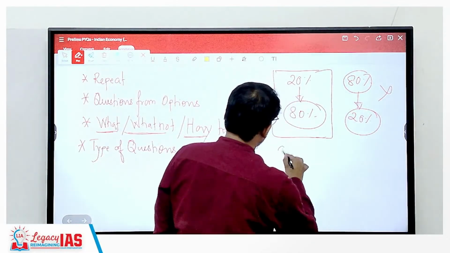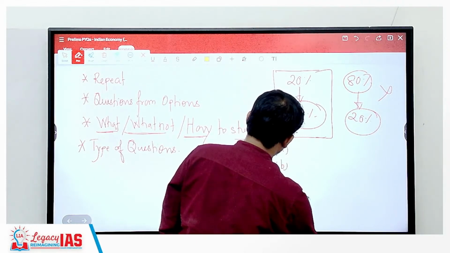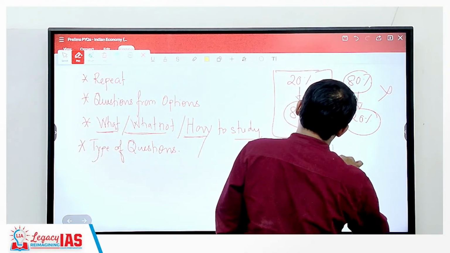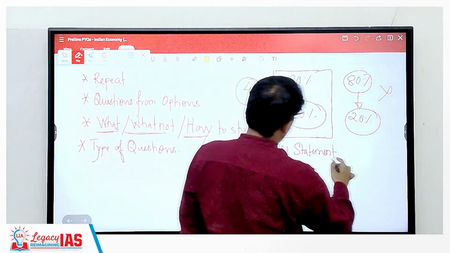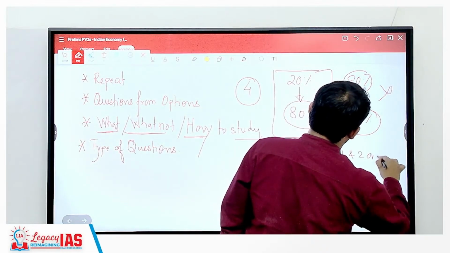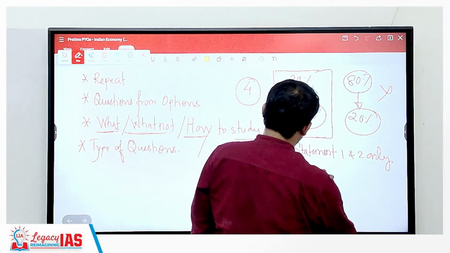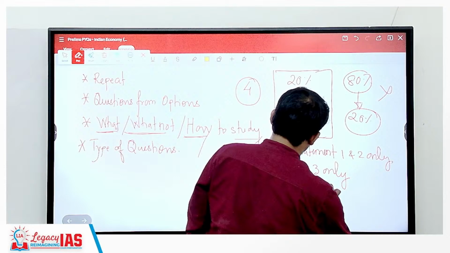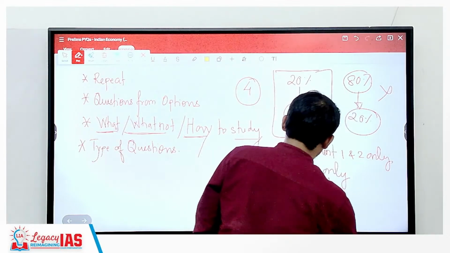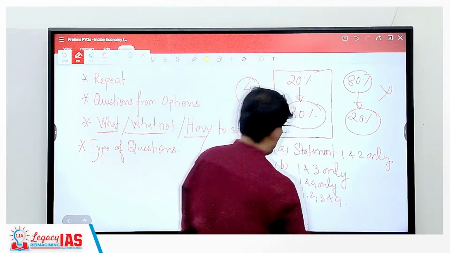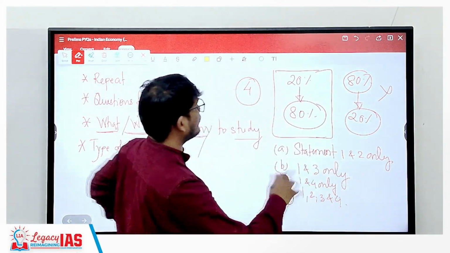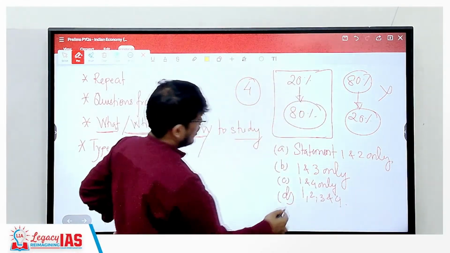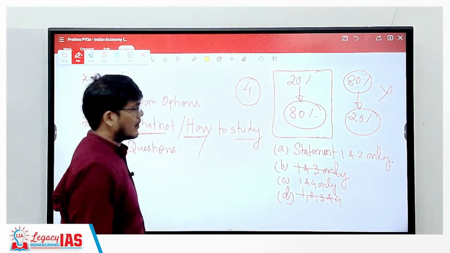Earlier the options were like this. Let's say they have given 4 statements. So they will give options like statement 1 and 2 only, or statement 1 and 3 only, or statement 1 and 4 only, or 1, 2, 3 and 4. So what happens is we can eliminate. If we know statement 1 is wrong, or let's say statement 3 is wrong, then this is gone, this is gone, 2 options are gone.